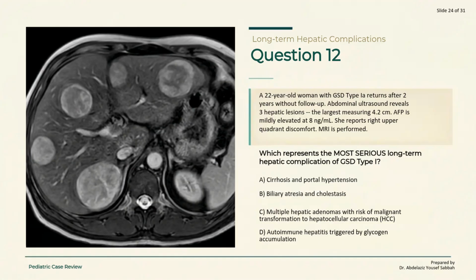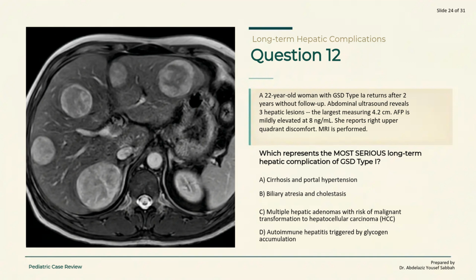Question 12. A 22-year-old woman with Glycogen Storage Disease Type 1a returns after 2 years without follow-up. Abdominal ultrasound reveals 3 hepatic lesions, the largest measuring 4.2 centimeters. Alpha-fetoprotein is mildly elevated at 8 nanograms per milliliter. She reports right upper quadrant discomfort, and magnetic resonance imaging is performed. Which represents the most serious long-term hepatic complication of Glycogen Storage Disease Type 1?